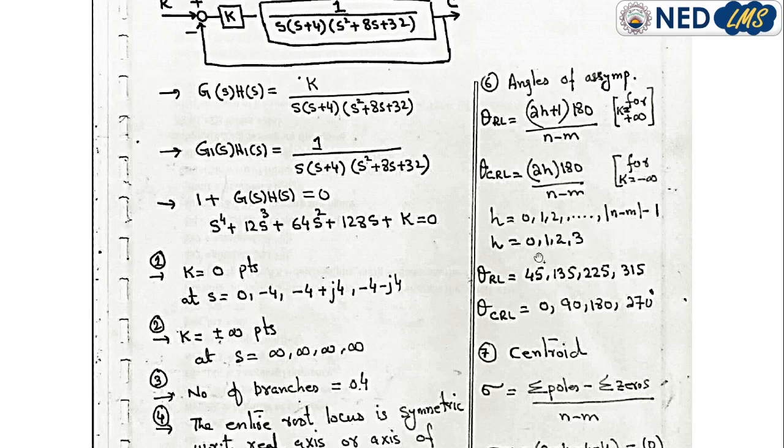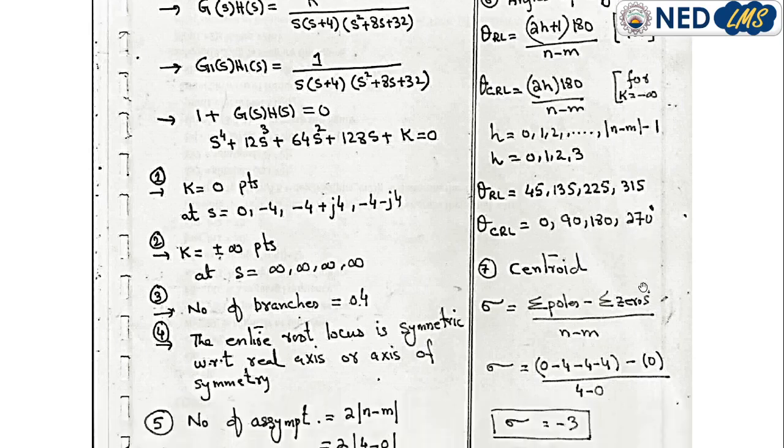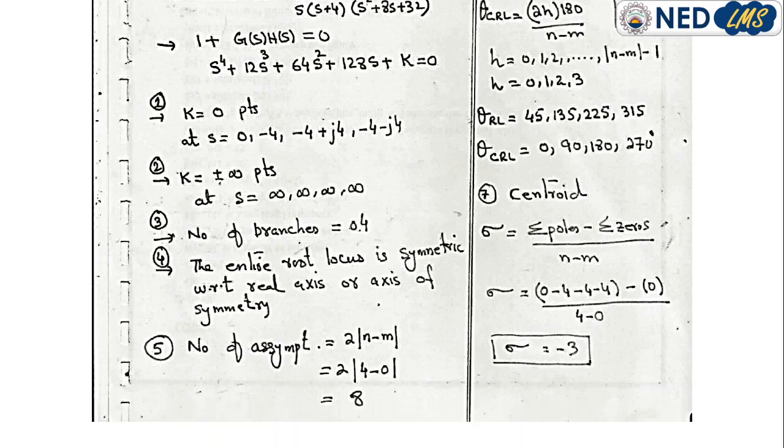After applying this value, the angle comes out to be 45, 135, 225 and 315. Similarly, for the complementary root locus (CRL), the angles are 0, 90, 180 and 270 degrees. From where we have to apply these angles, for that purpose we have to find the centroid. Centroid sigma is equal to the sum of poles minus the sum of zeros.